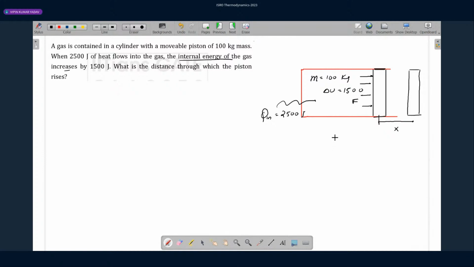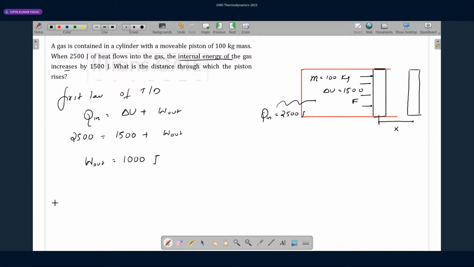Okay. So how can I write this? I can write first law of thermodynamics is given by Q in is equal to delta U plus work output. So what is Q in? They have given in the question 2500. What is delta U? 1500 plus work output. So work output is equal to 1000 joules. Now this is work output.